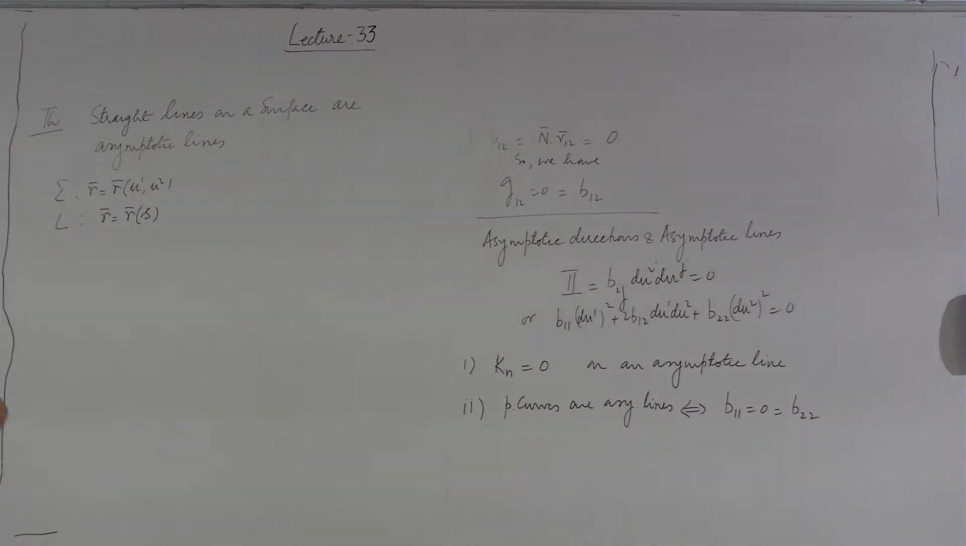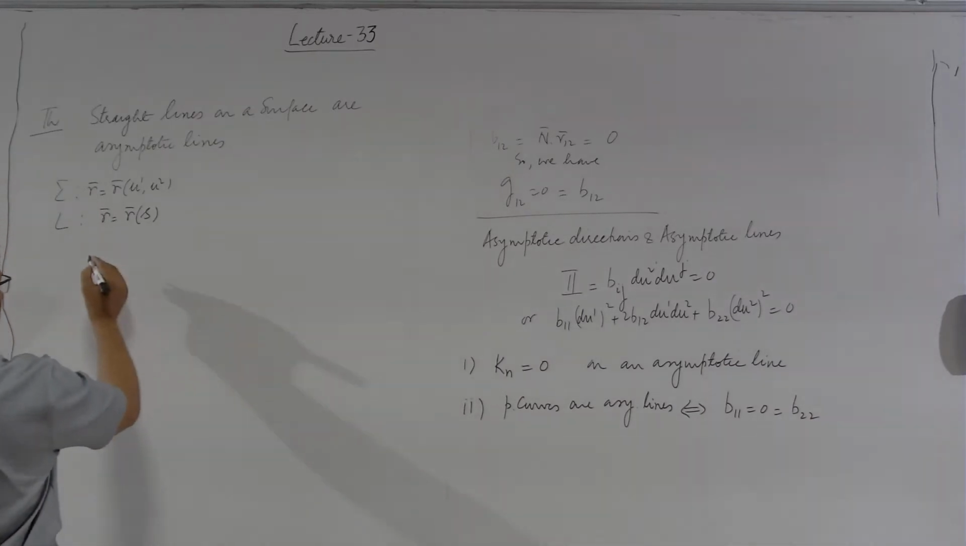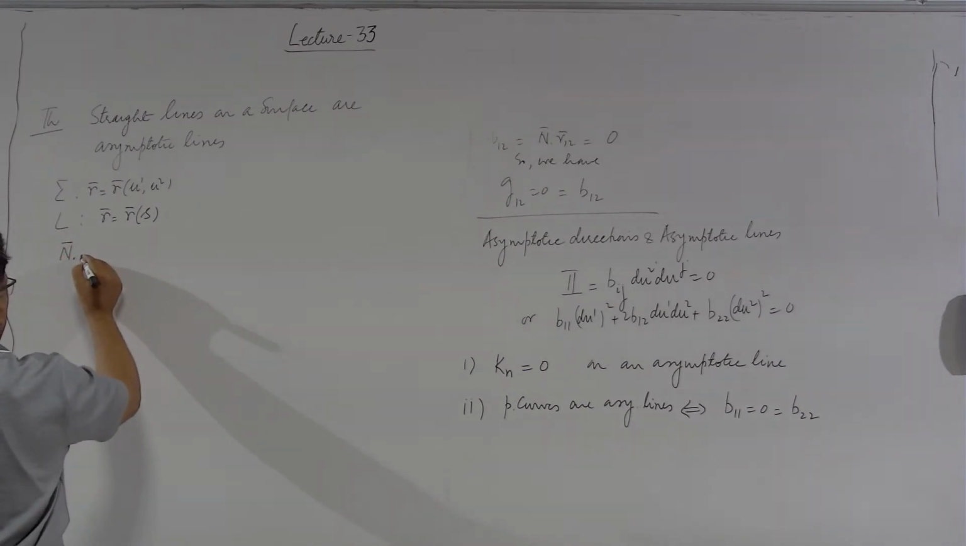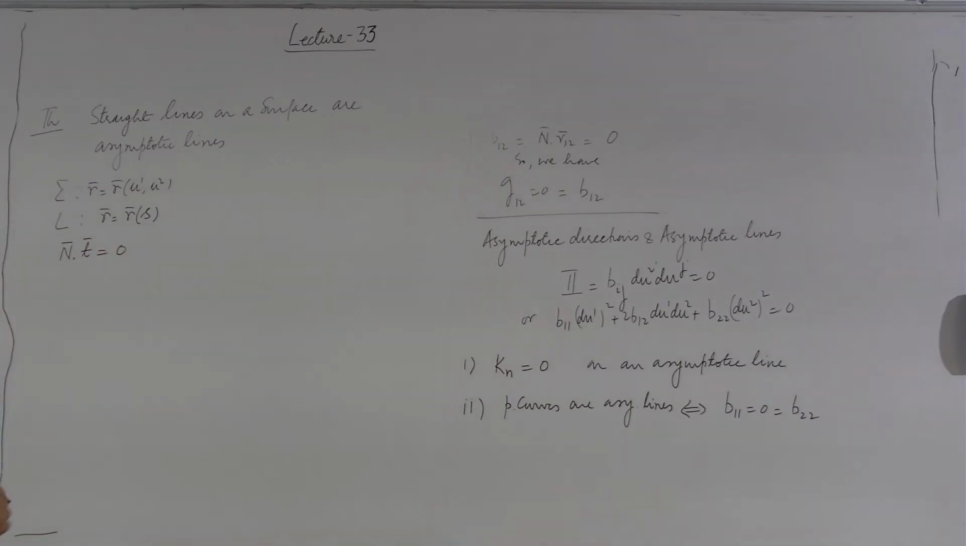I have to show this L is an asymptotic line. So, how would you show it? Suppose n always denotes a unit normal. So, I will look at n dot t, which will always be 0, because t is a tangent to the curve L and n is normal to the surface. So, the dot product of the two will always be 0, because they are always orthogonal.